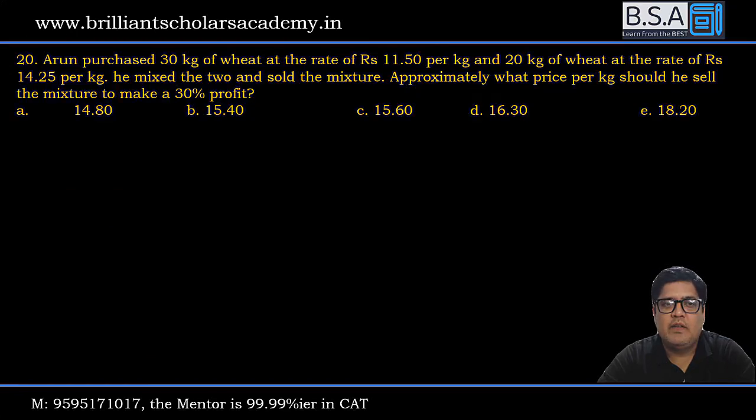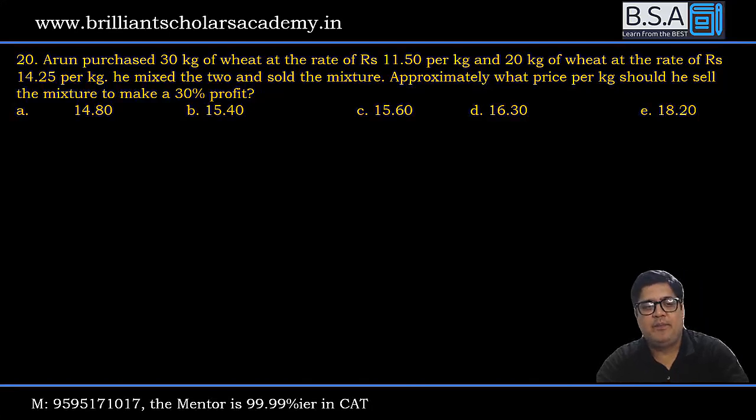Arun purchased 30 kilograms of wheat at a rate of 11.5 rupees per kg, and 20 kilograms of wheat at the rate of 14.25 per kg. He mixed the two and sold the mixture. Approximately what price per kg should he sell at in order to earn 30% profit?